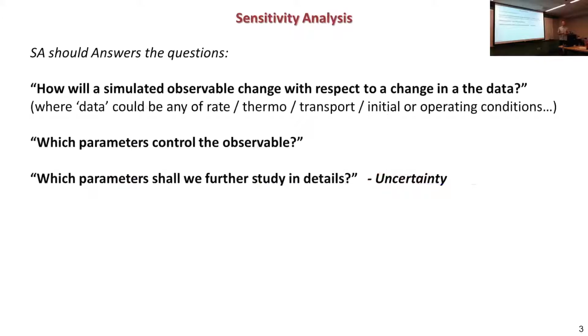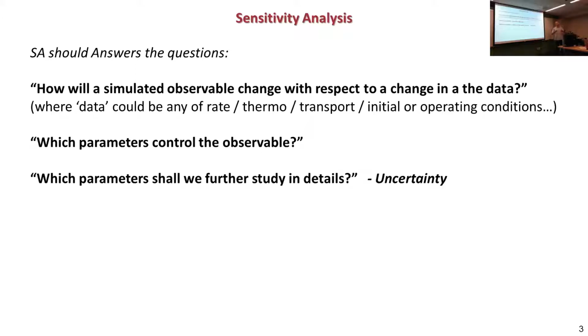If we do run sensitivity analysis, it should answer the following questions. First, how will a simulated observable change with respect to a change in the data? And what is the data? It could be a rate, or several rates, thermal data, transport data, initial conditions or operating conditions, anything you can think of where you have uncertainties, and that's the key. If you're uncertain of the actual temperature in the reactor, well, you can measure it at one place, but it might be different at a different place. You can maybe simulate the entire model at several different temperatures.